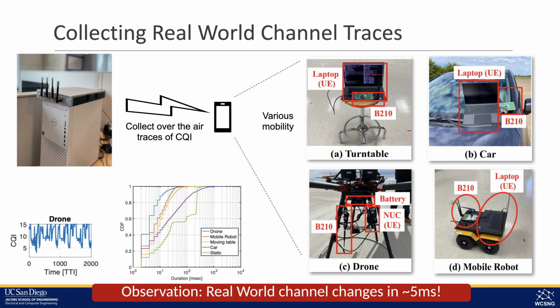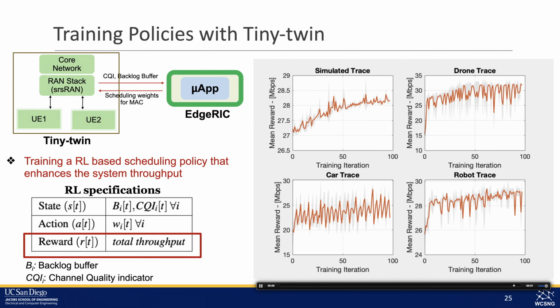These are all the real world traces that we actually evaluated on. We have a bunch of mobile UEs as shown here, and as we can see, the real world channel changes really fast, in less than 5 milliseconds, and that's the reason why we are looking at all these real time control and optimization policies for the network functions.